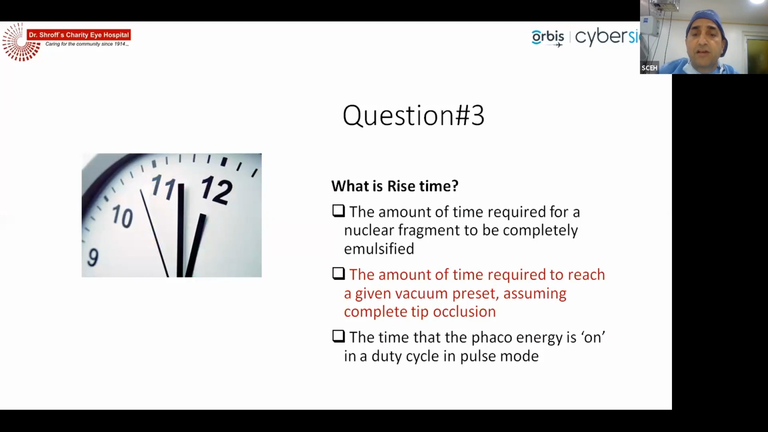Rise time, we discussed, is the amount of time required to reach a given preset vacuum. So whatever your preset vacuum is, the time it takes from occlusion to preset vacuum is rise time. So I'll leave you with some of these concepts, and we'll try to demonstrate these in our case today. I'll request Dr. Javed to introduce the case. In the meantime, we'll get the patient ready.